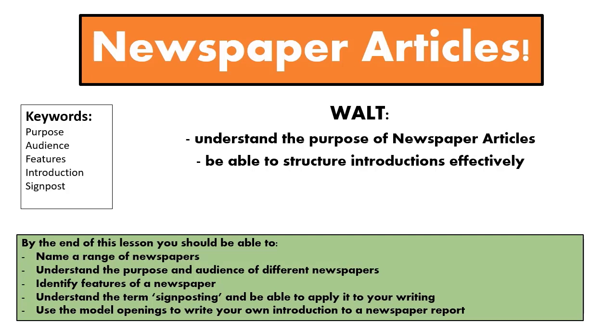So if we look at the outcomes, I think we've met them all. We've named a range of newspapers. We've understood the purpose and audience of different newspapers. So who would read a broadsheet, who would read a tabloid. We've identified features of a newspaper, understand the term signposting, and hopefully if you've done the activities from your CGP book, you've been able to apply it to your writing and use the model openings to write your own introduction to a newspaper report, and that would have been the last task that you have done. Okay, so if you've done all the tasks expected of you from this PowerPoint video, then you have met all the outcomes. So well done.